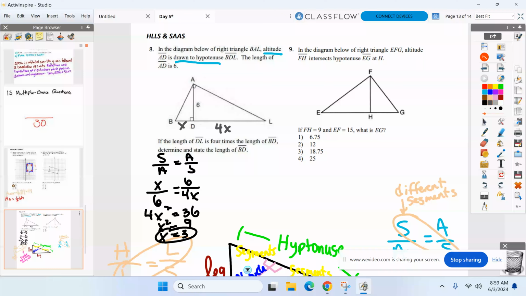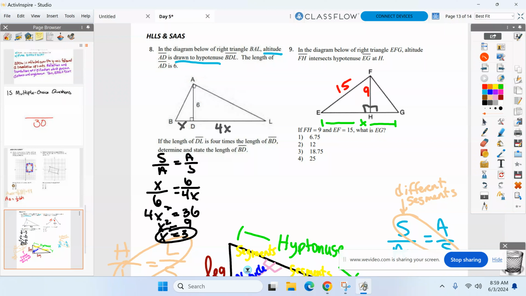Altitude FH to the hypotenuse. Look at that. Altitude to the hypotenuse. Got some lengths here, right? FH is 9. EF is 15. What's EG? Whew. What's going to be EG up there? Oh, well, we'll take a look here. Let's see. EG is the hypotenuse. 15 is a leg, and then I throw an altitude in there.